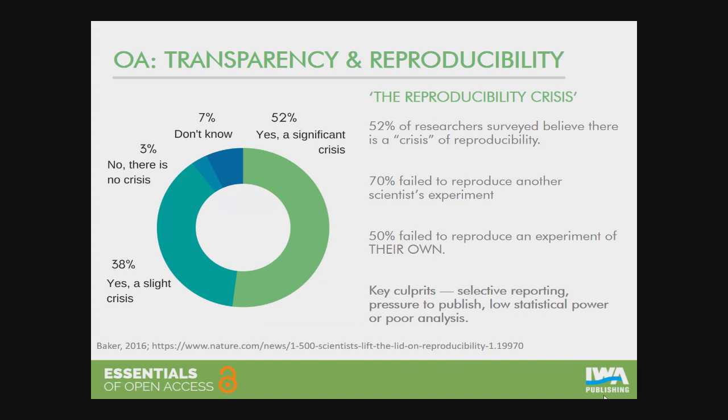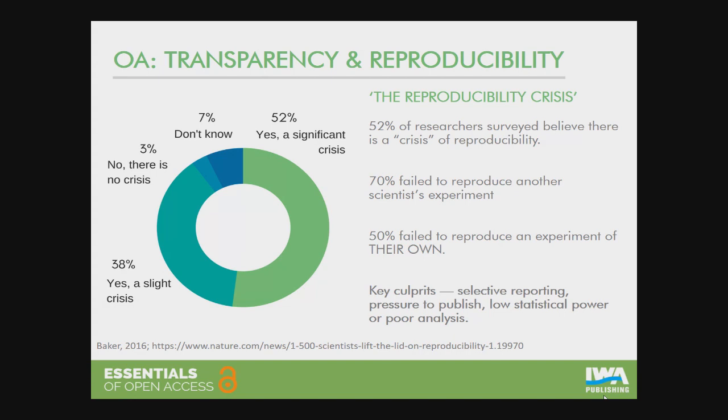Secondly, one of the big things as well is transparency and reproducibility. So this was an interesting study that Nature conducted a few years ago, and they surveyed researchers across the globe and asked whether they felt that there was a crisis of reproducibility. And 52% of the researchers surveyed did believe there was a crisis. Interestingly, 70% failed to reproduce another scientist's experiment, and very strikingly, 15% failed to even reproduce their own experiment.